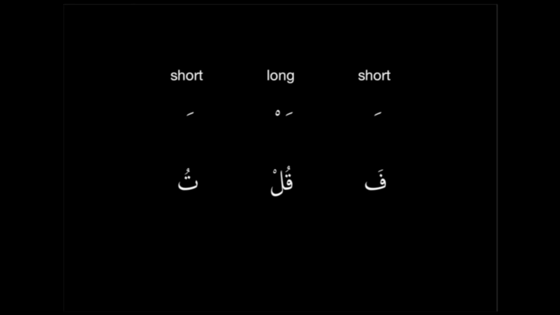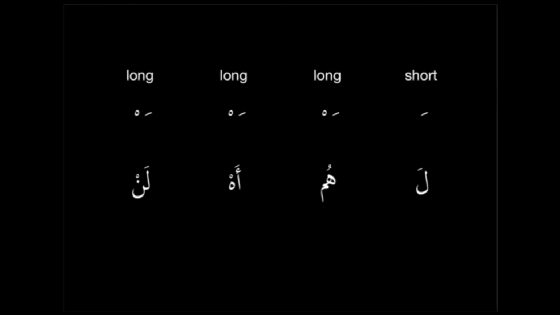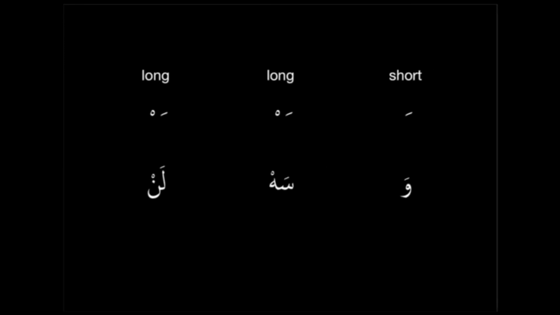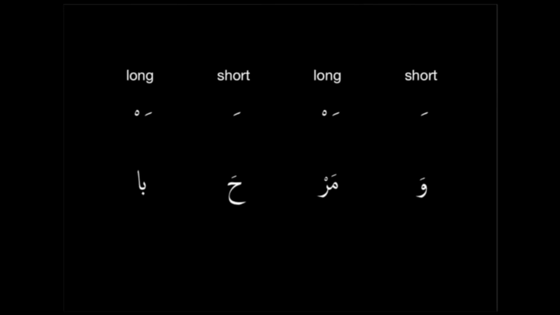So that's the first word, فَقُلْتُ, short, long, short. لَهُمْ أَهْلًا, short, long, long, long. And then وَسَهْلًا, so that's short, long, long. وَمَرْحَبًا, short, long, short, long.